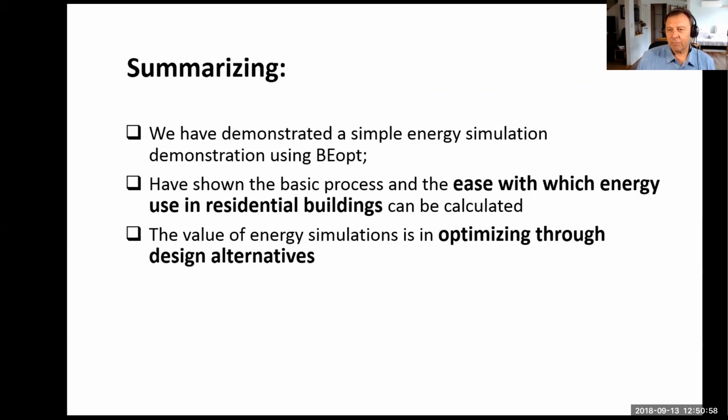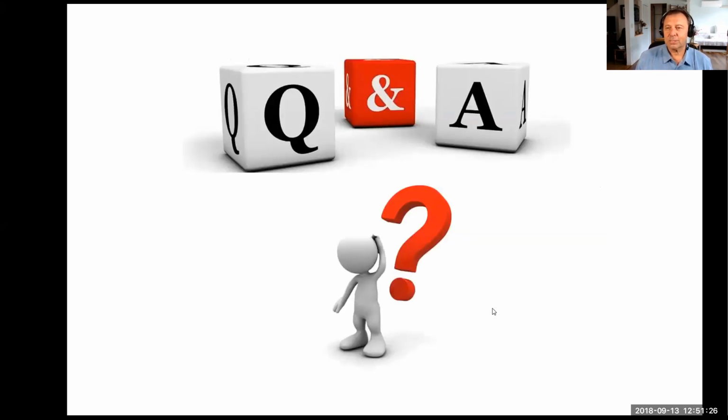And the biggest value is not necessarily how it calculates, or how it compares to existing measured data. The big power is optimizing through the design alternatives, and BEopt is really good at that. You can have parametric runs, you can have optimization runs where you can compare a lot of different alternatives. So I'm a little bit over my 45 minutes. If there are any questions, I will entertain them.